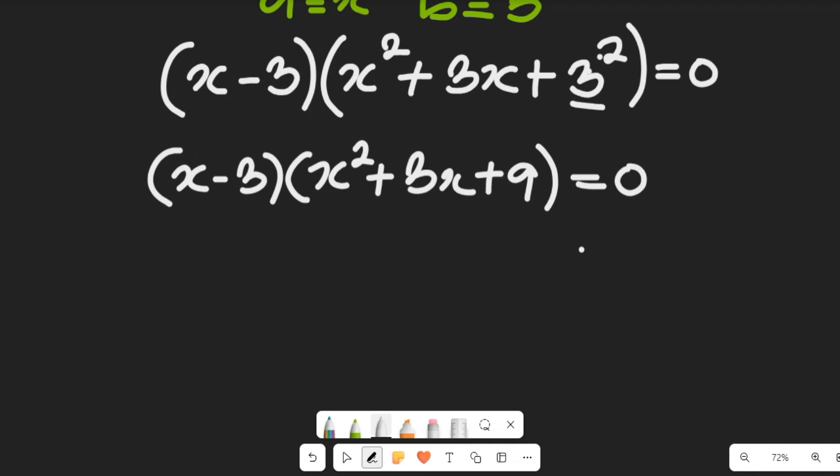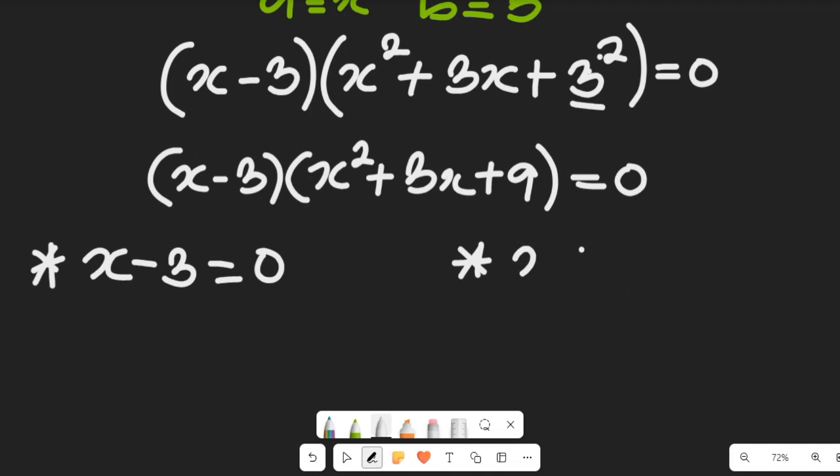Now, in the next step, since this is a zero product law, we're going to take the first expression out, which is x minus 3 equal to 0, and the second expression is going to give us the quadratic equation x squared plus 3x plus 9 equal to 0.